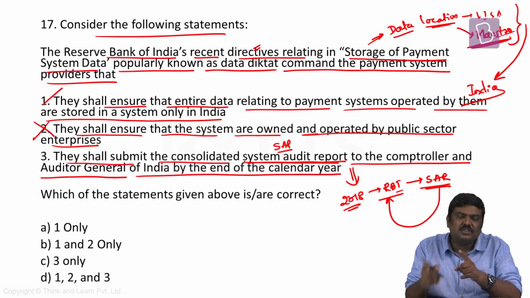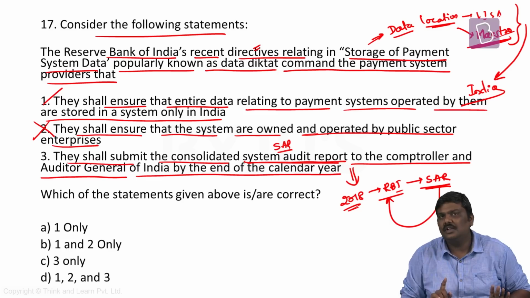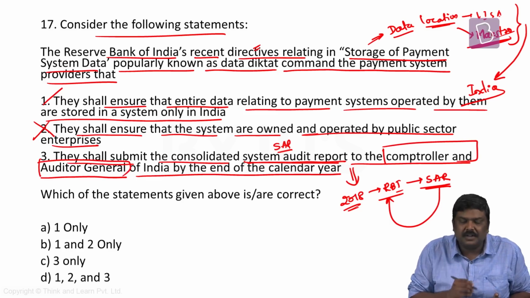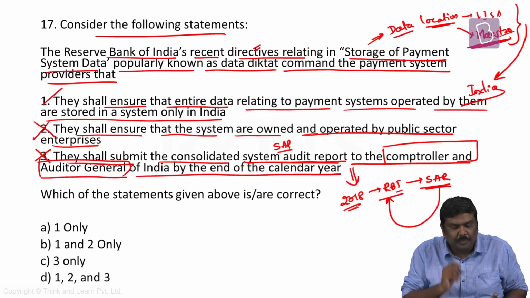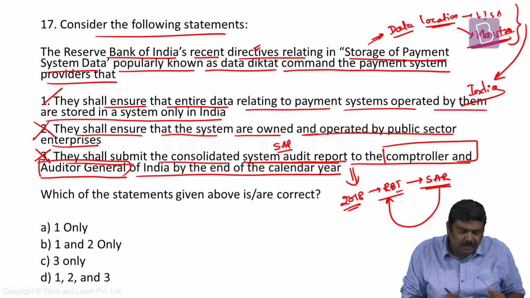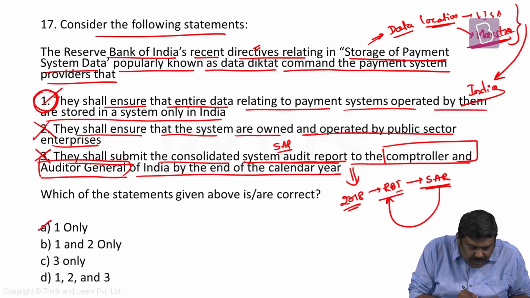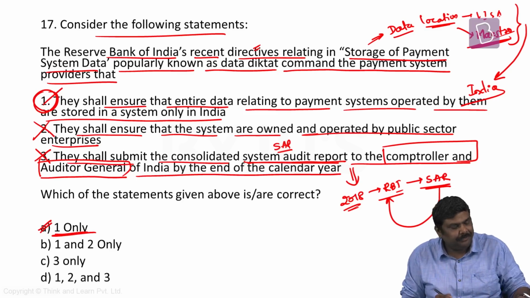That is, the report has to be submitted to RBI itself. Whereas the point basically refers to the Comptroller and Auditor General. Hence, even the third point is wrong. So, based on this particular elimination method, the right option is option A, first statement only.